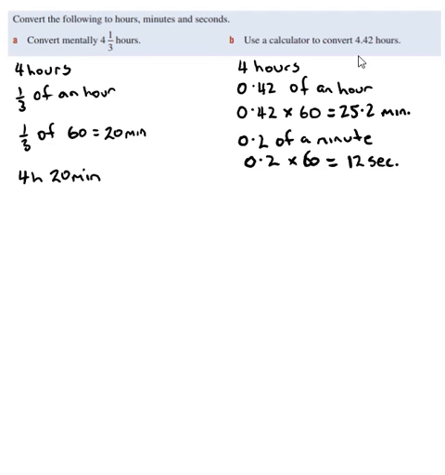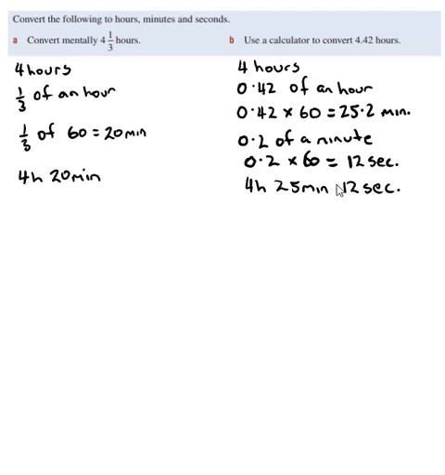So our answer, converting 4.42 hours into hours, minutes and seconds, is going to be 4 hours, 25 minutes and 12 seconds.